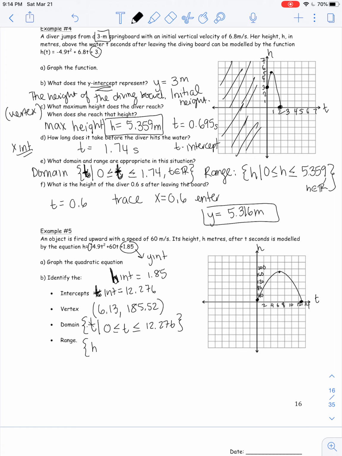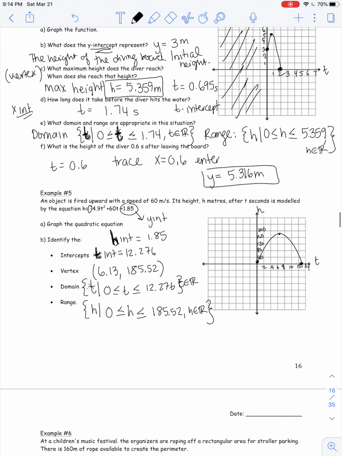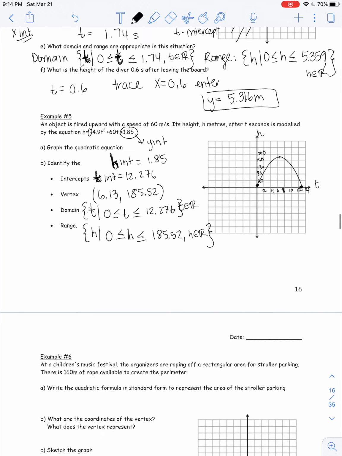Your range, we would say h such that h is in between 0, because that's the lowest height, when it actually hits the ground, this object being fired, up to the highest height we have, from the vertex of 185.52. And then here we still have to have that t in the real numbers, and over here we'll have that h in the real numbers for it to be fully correct. And that is example 5.